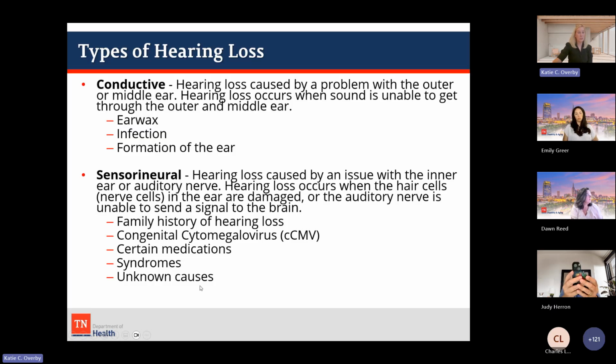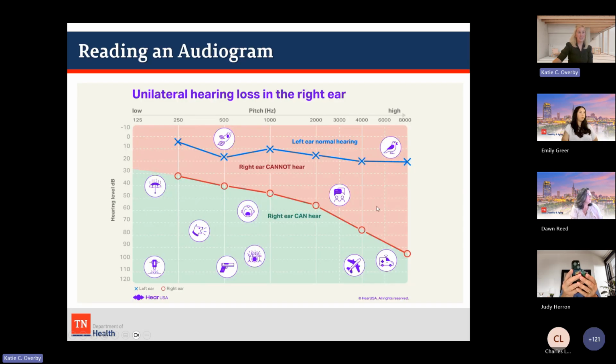And then sometimes we just don't know the cause of their hearing loss, but we know they have a hearing loss. So going back to that audiogram, so we know it can be conductive or sensory neural. Sometimes it can be mixed. But basically, when you're looking at an audiogram, we know this red, right, round is their right ear. We know that the blue is their left ear.